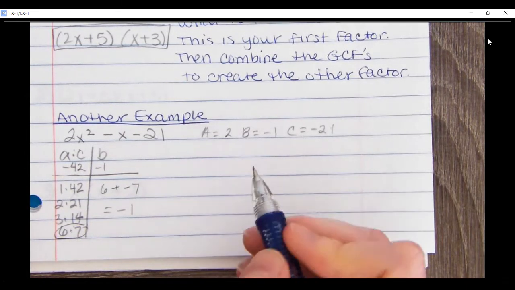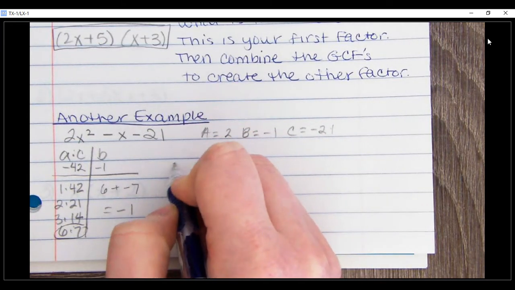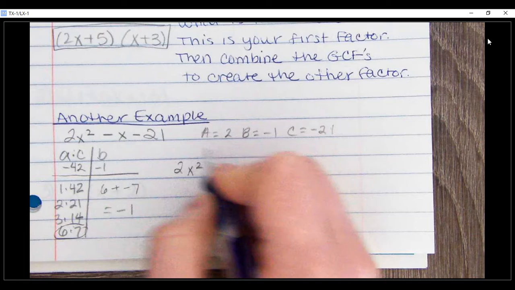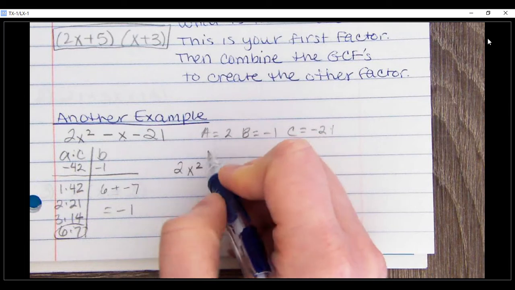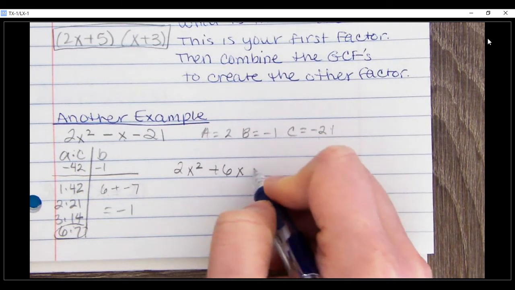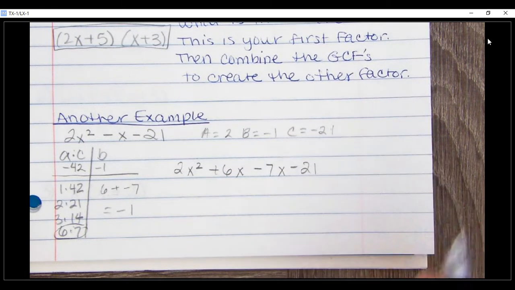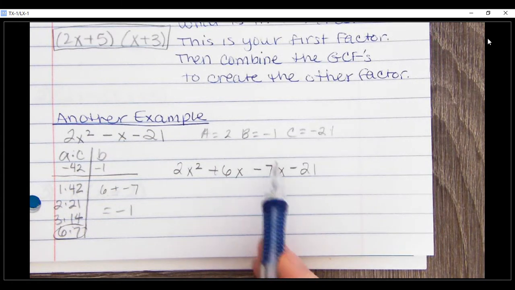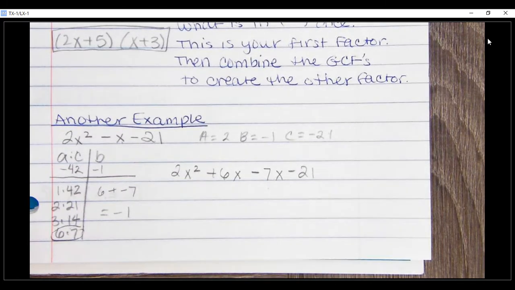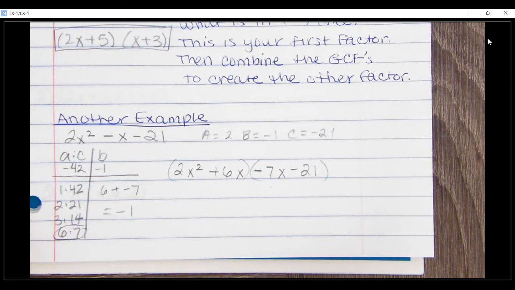Okay, now here's where things get a little different from last time. So we have 2x squared, and now instead of my minus x, I'm going to write plus 6x minus 7x minus 21. Okay, so again, I replace that negative 1x with plus 6 minus 7x. And if you added those, you still get negative 1x. So everything should be good. Putting parentheses around my first 2 and my last 2 terms. And I'm going to find that greatest common factor.